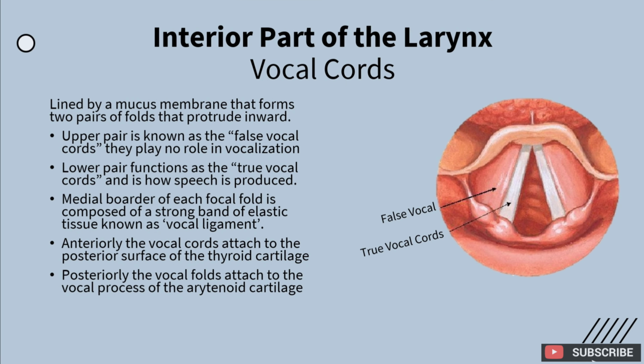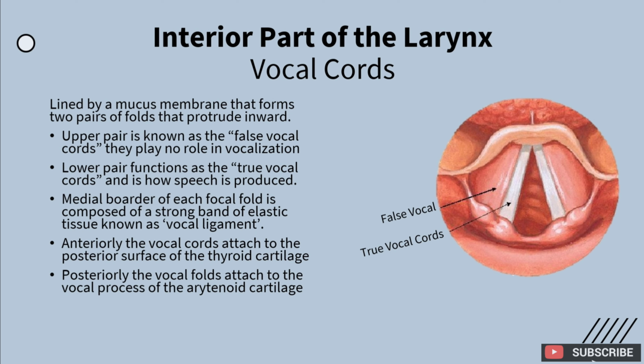Alright, now we're getting into the interior part of the larynx where the vocal cords lie. The vocal cords are made up of a mucous membrane that forms two pairs of folds that protrude inwards. The upper pair is known as the false vocal cords. They play no role in vocalization. And your lower pair functions as your true vocal cords. And this is how we produce speech.